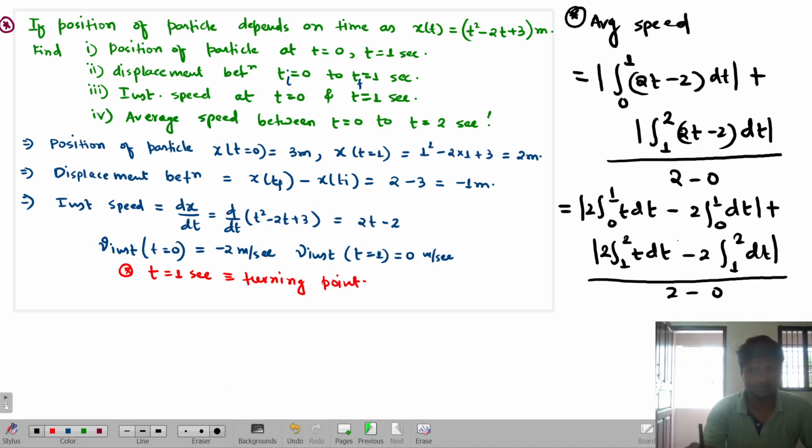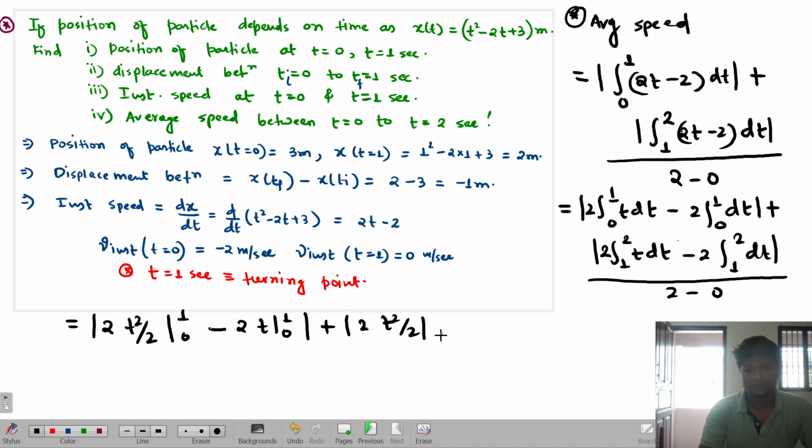Minus 1 meter per second. Okay. So this is what I'll get. Modulus 2. This will be t square by 2, isn't it? So t square by 2, 0 to 1, isn't it? Minus 2t, 0 to 1, modulus close, plus 2, once again t square by 2, 1 to 2, minus 2t, 1 to 2.